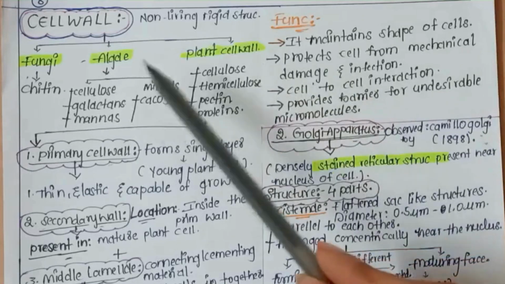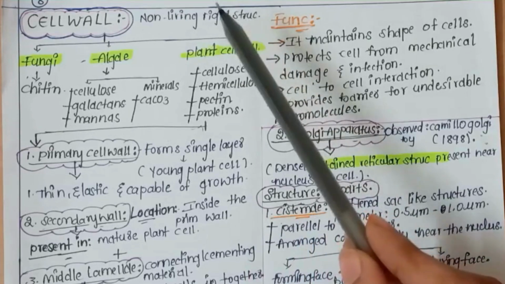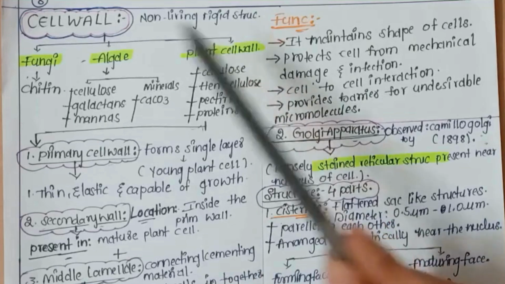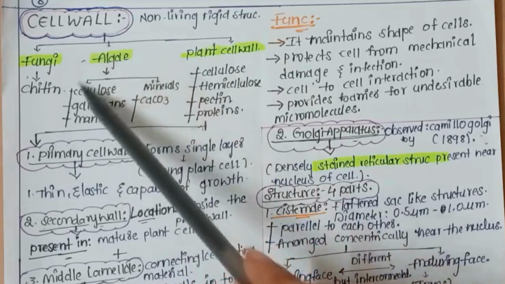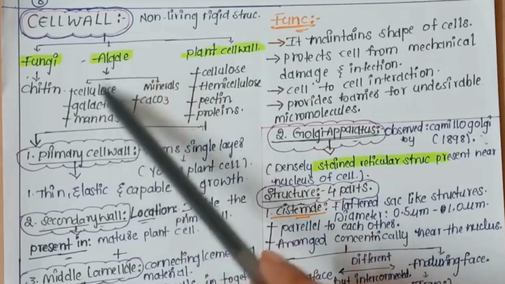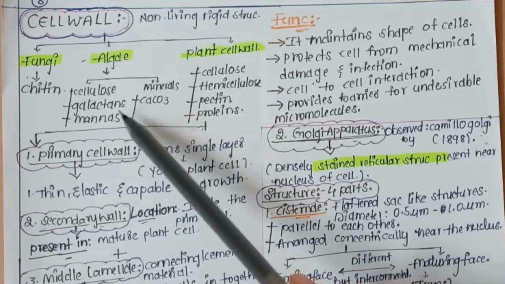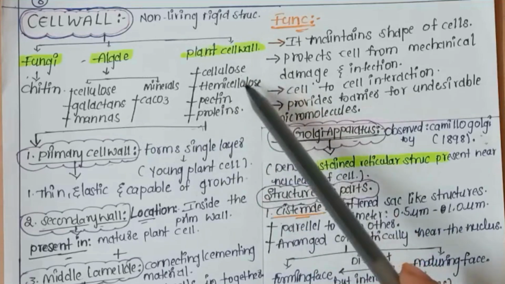Let's discuss the cell wall. It is a non-living rigid structure which is found in fungi, algae and plant cells. Here in fungi it is composed of chitin, in algae it is composed of cellulose, galactans and some minerals like calcium carbonate, and in plant cells it is composed of cellulose, hemicellulose, pectin and proteins.